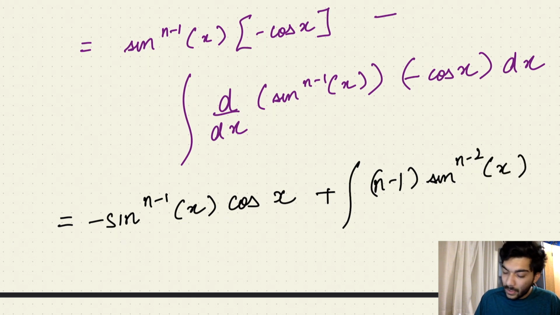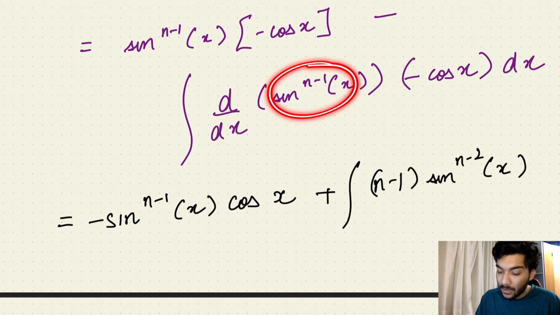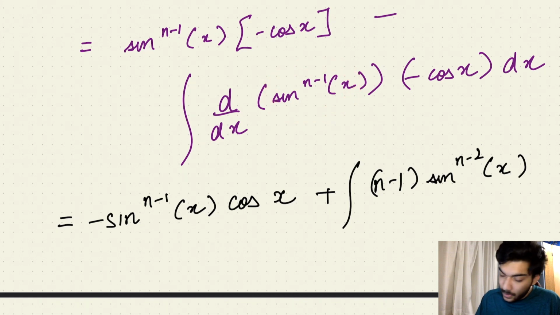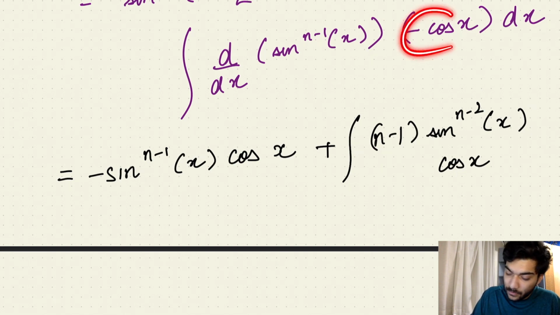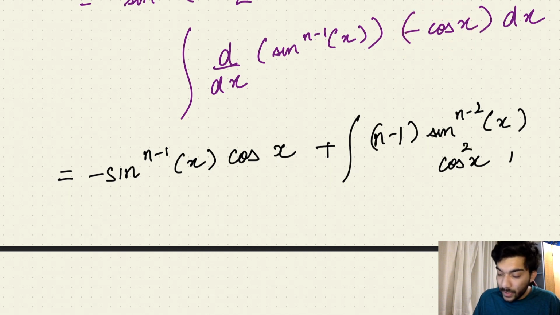times x, and because of the chain rule we'll have to also calculate the derivative of sine x over here, right? So this would be, the derivative of sine x is cos x, right? And then we also have a cos x expression over here. So cos x times cos x will become cos square x, and then dx in this case, right?